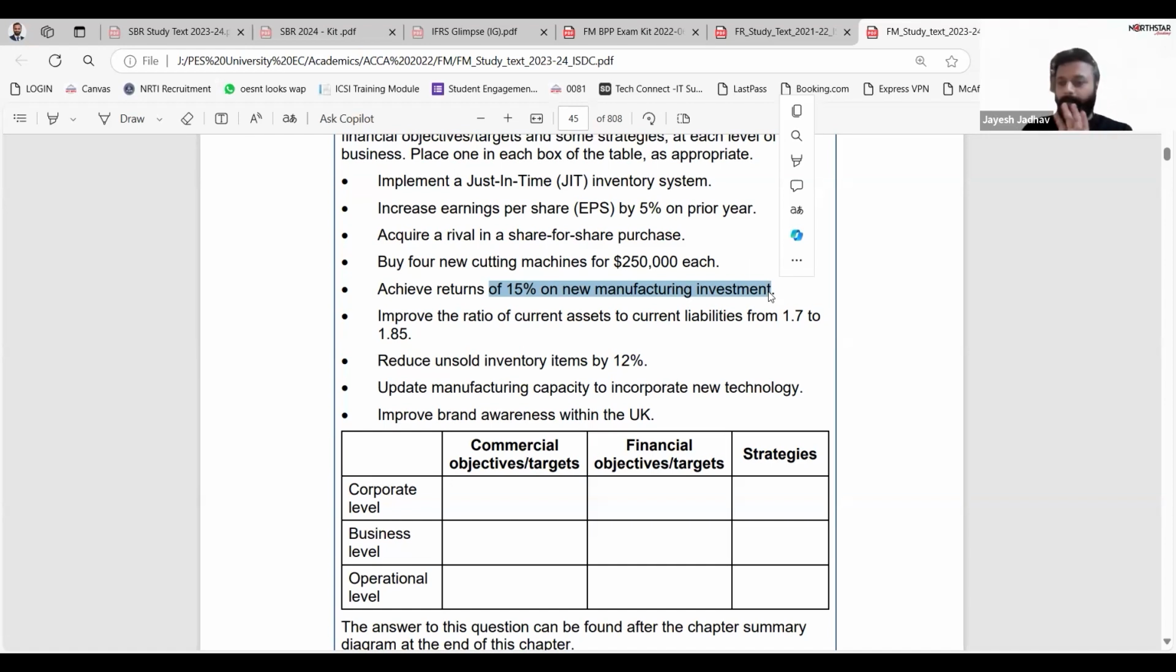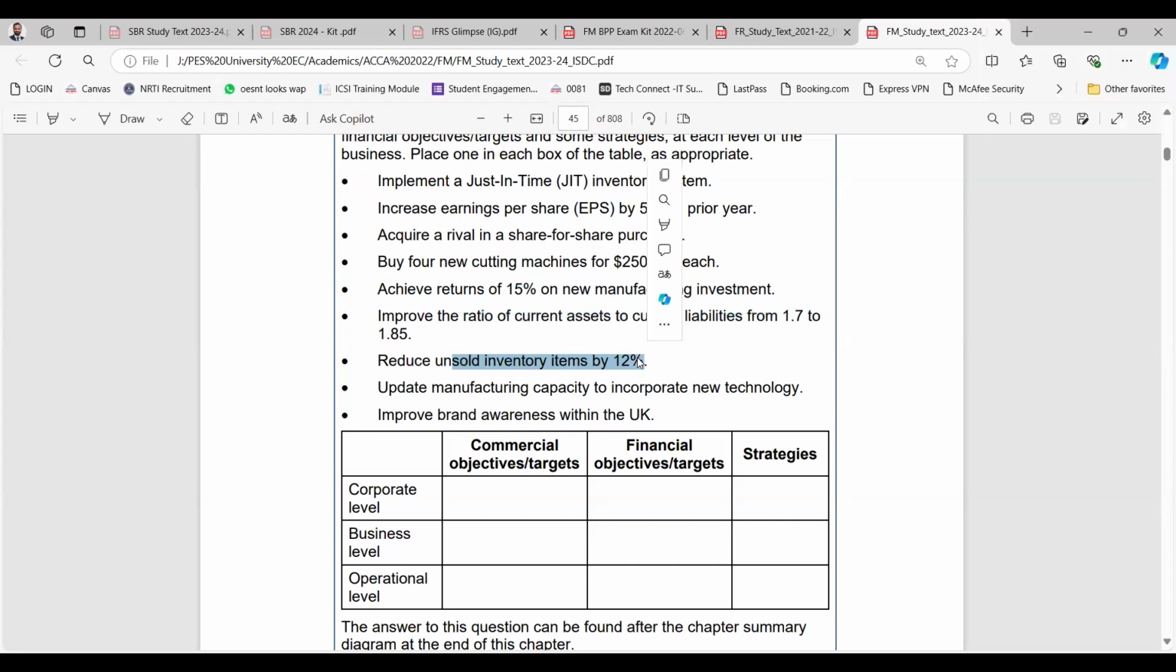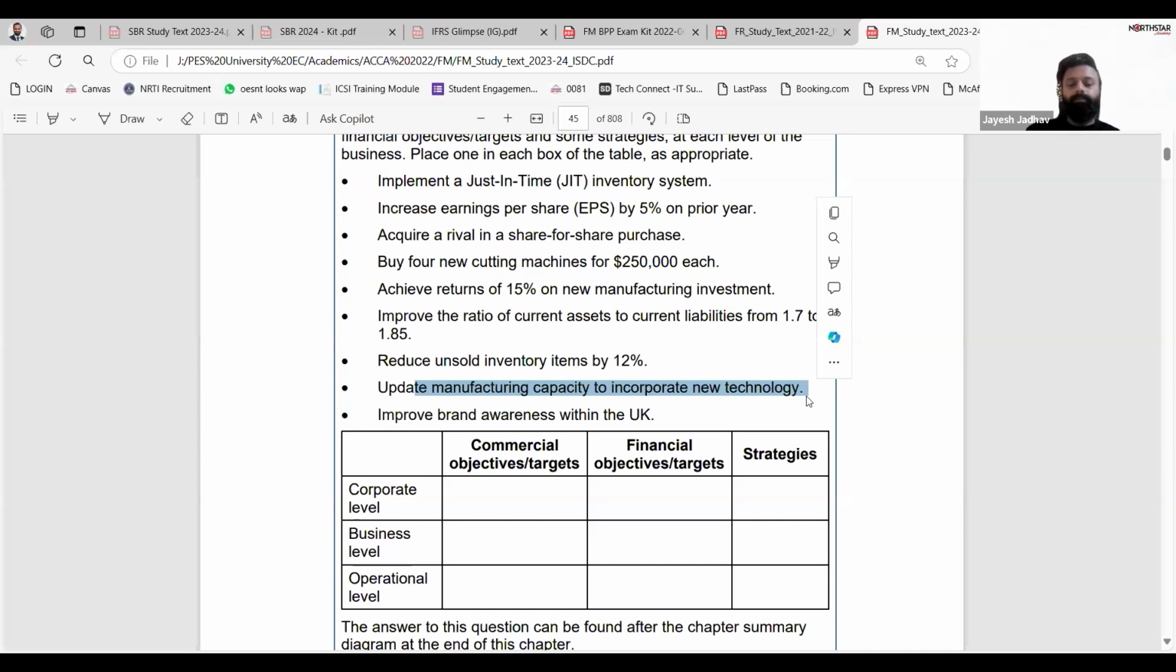Sudoku puzzles like these will not be part of the exam. This is just for our knowledge. That's operational level for commercial objective. O1. This one is operational level commercial. O1. Okay. Reduce unsold inventory items by 12%. This one is operational level financial objective. O2. Okay. Update manufacturing capacity to incorporate new technology.